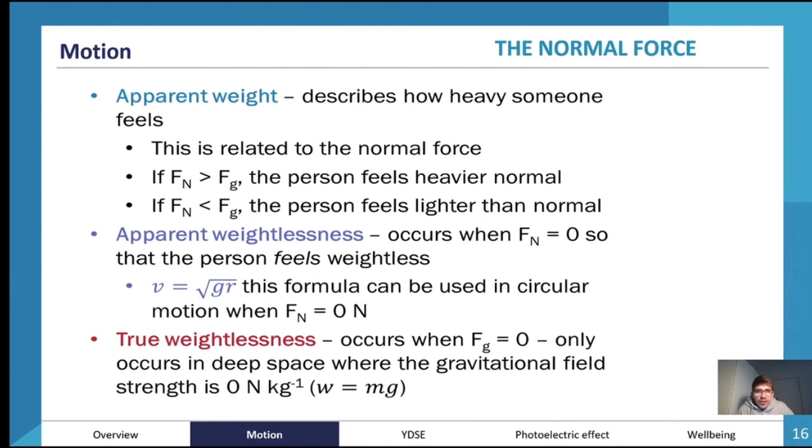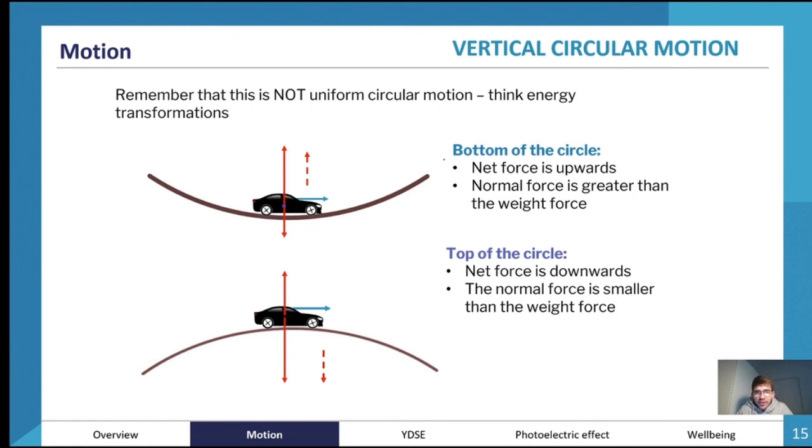So the normal force, let's talk a bit about what we see here. Yes, this is circular motion occurring, but there's also some other phenomena happening here. As we said, the normal force is greater at the bottom than it is at the top. What does that mean? It means that at the bottom, an object feels heavier. So if you were standing on the car there, you would feel heavier. And if the normal force is less at the top than at the bottom, then you're going to feel lighter.